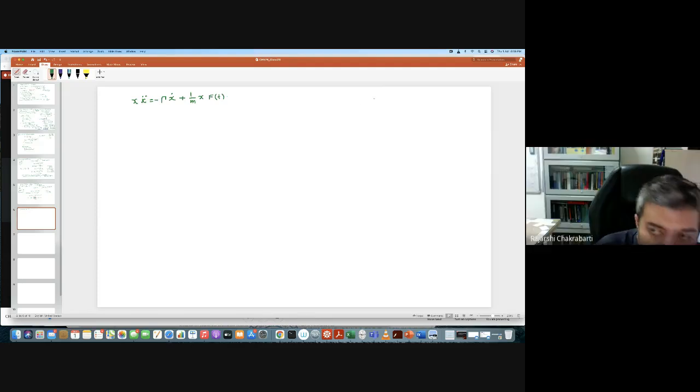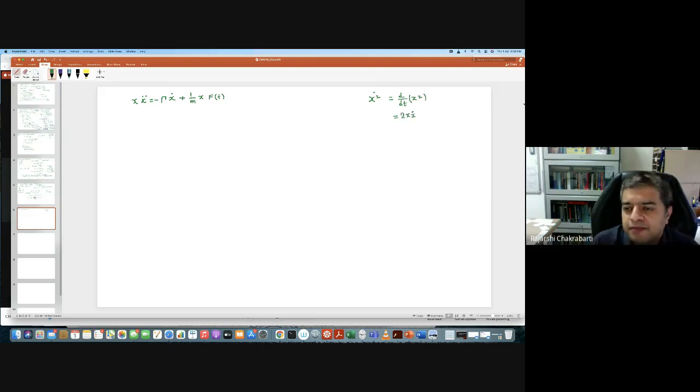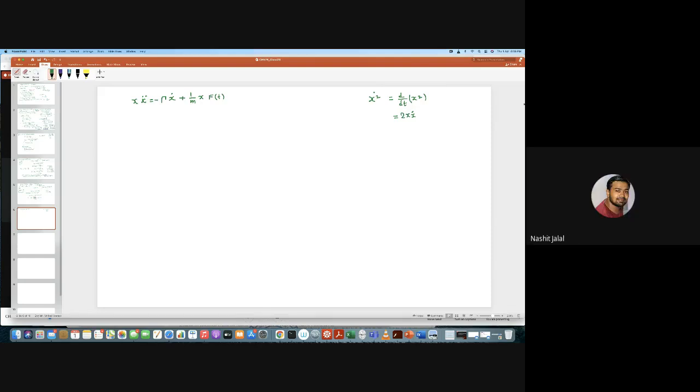Now, these few things you should know. The quantity x square dot, what is this? This is d/dt of x square. What will be the answer? It will be 2x x dot. Is this clear? Yes, sir, this is fine.